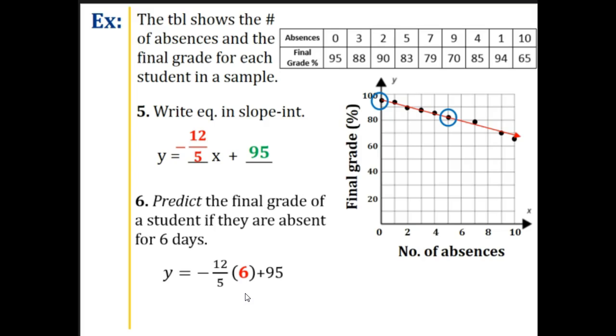So you're going to take that 95 and subtract 14.4, and what does that give you? So your answer, rounding up, is going to be approximately, that's where the equal line becomes a squiggly, 81, because we're rounding up. Right? So I can predict that a student who is absent 6 days will earn an 81%. Okay? Not great, but it's passing still.